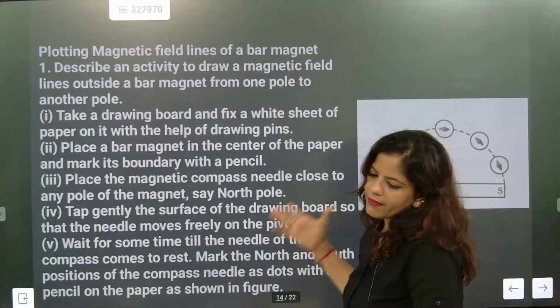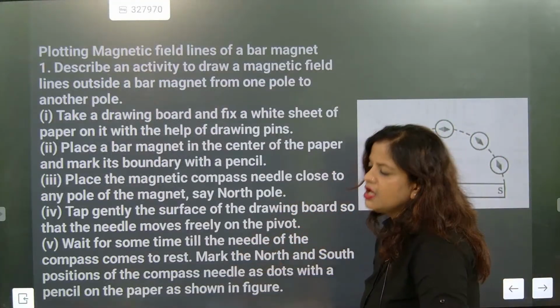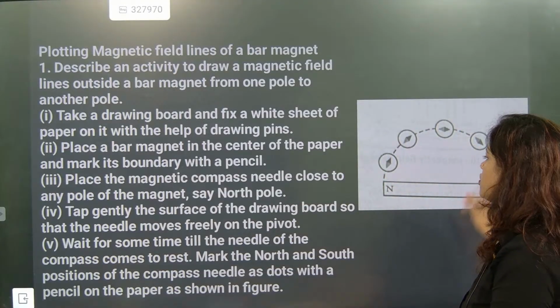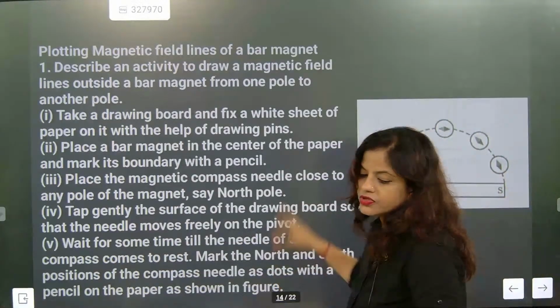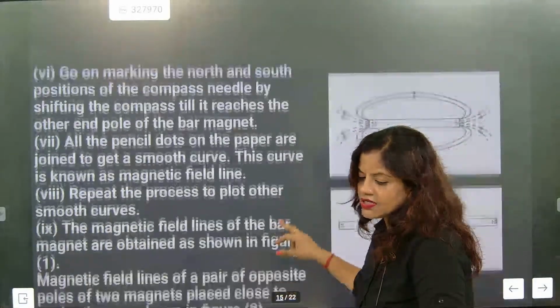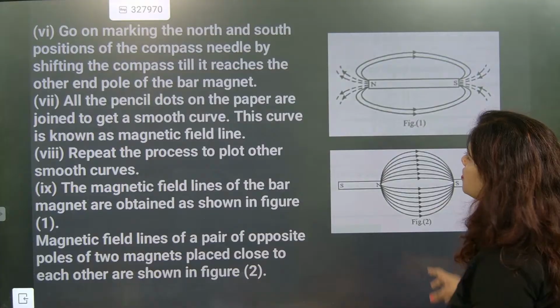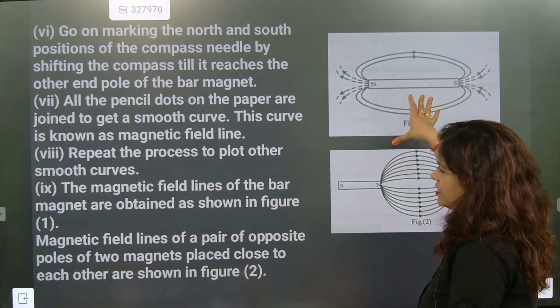Now, plotting a magnetic field is also a very simple thing. You take a bar magnet and take a compass. The compass deflection will go from the north pole towards the south pole. That's not so big rocket science. Here we are going to understand by marking the north and south pole. This is the activity they are telling.